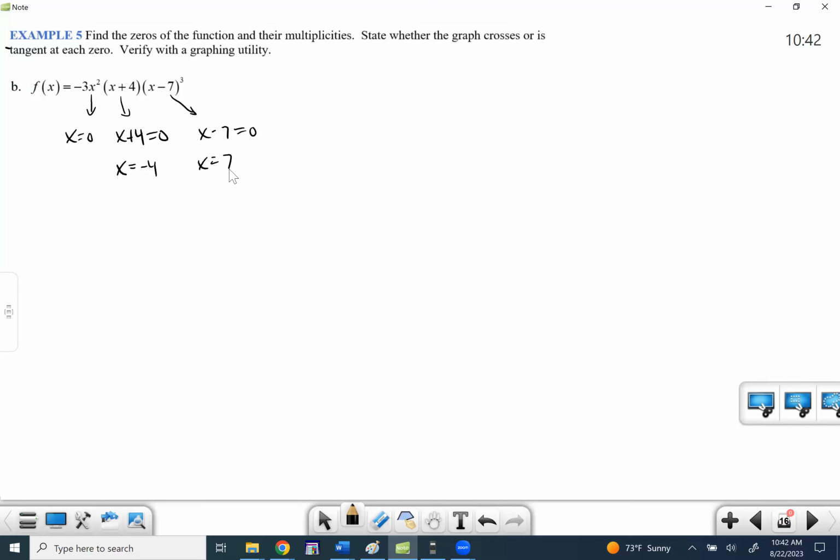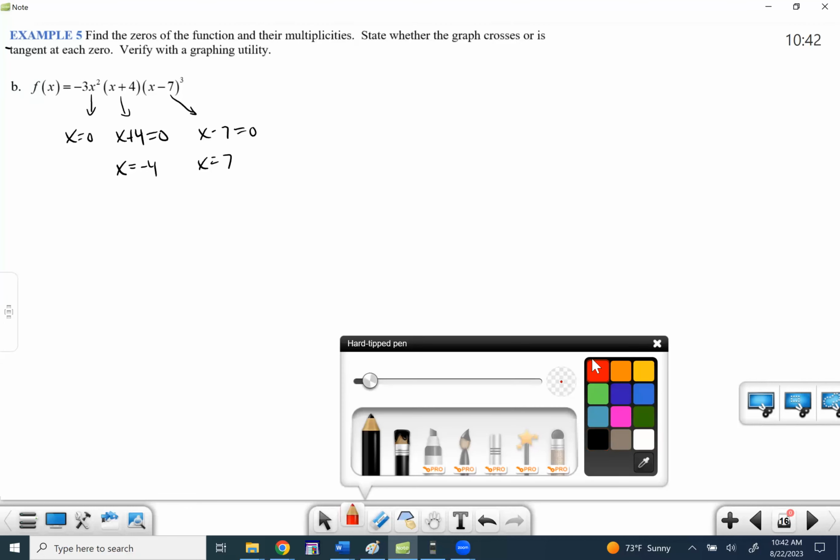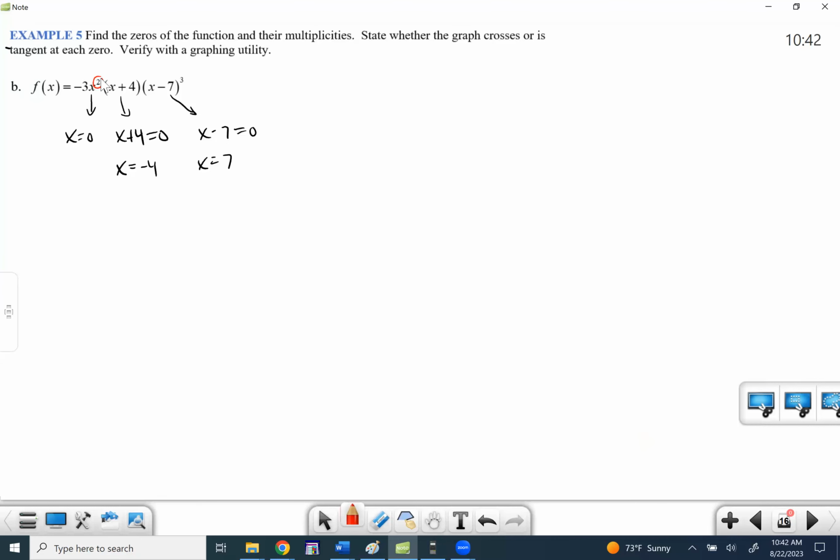And let's go in here and get the multiplicities, right? So the multiplicity, you got 2, which implies tangent since it's even. We've got 1, so it's going to be a cross. And we've got 3, so it's going to be a cross, but if you remember, it's going to cross in a different way. It's going to cross as a shelf.